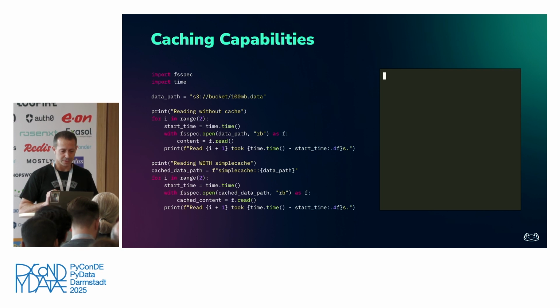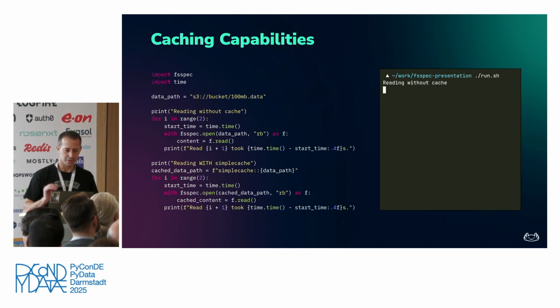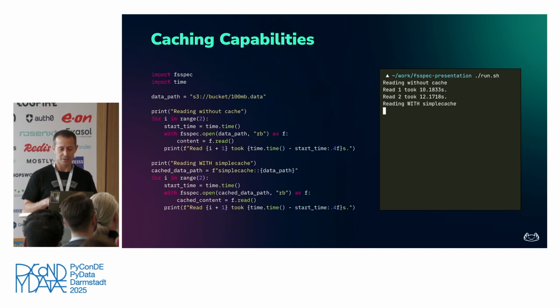You can see here that there is a cool animation where you can see that my laptop is very far from the actual bucket I'm working with. And you can see how the cache will work when we hit the second iteration.